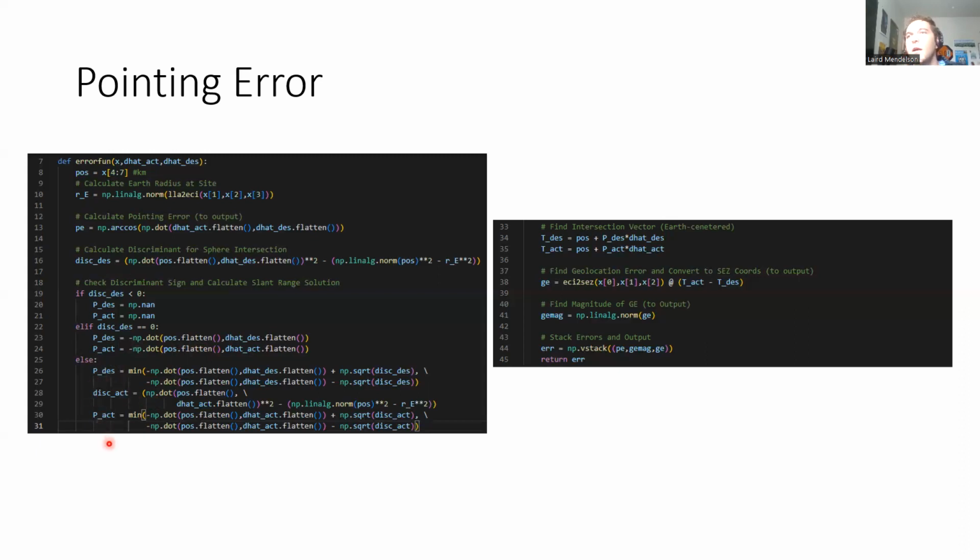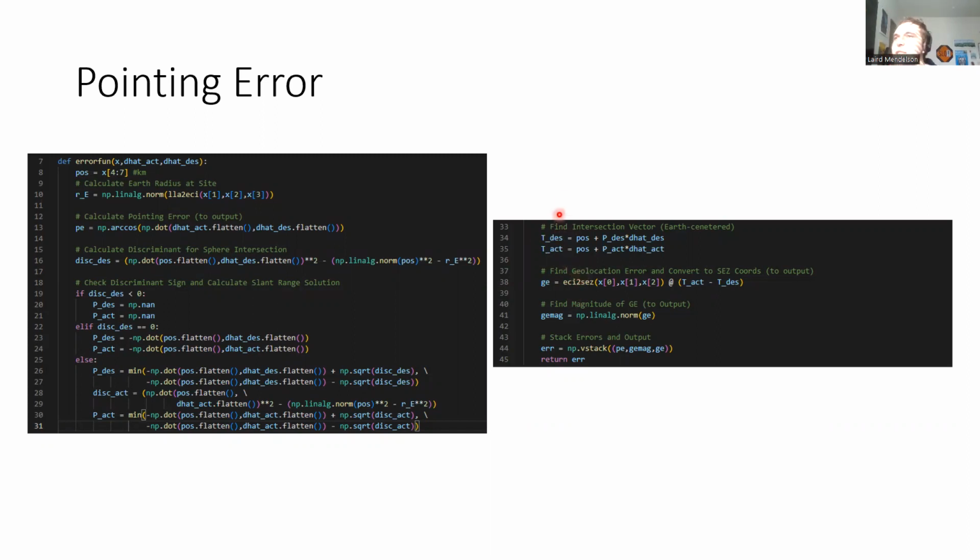And then we find the vector that goes from the center of the Earth to the point on the surface where our line of sight intersects. That's that t. And again, we have our desired, which is the truth value, and then our actual one given the random inputs. And so our geolocation error is just the difference between those two vectors, between t-act and t-des.